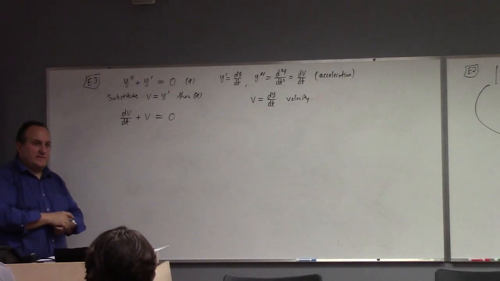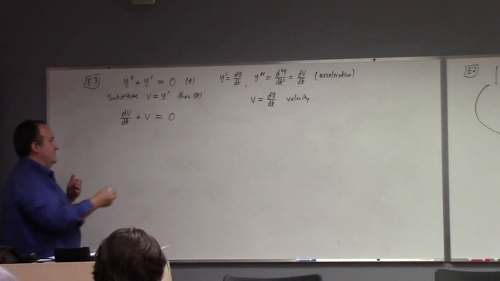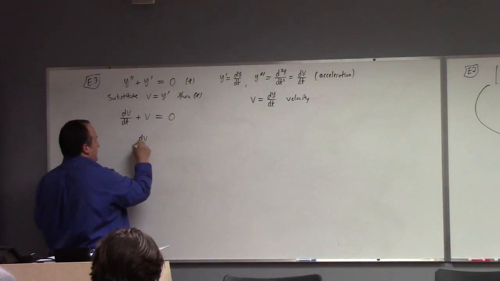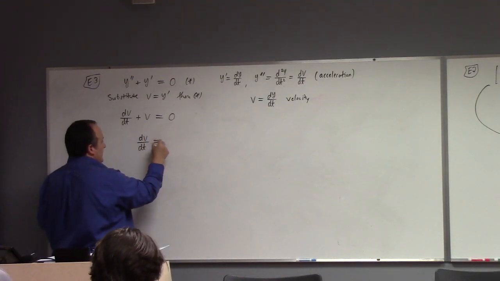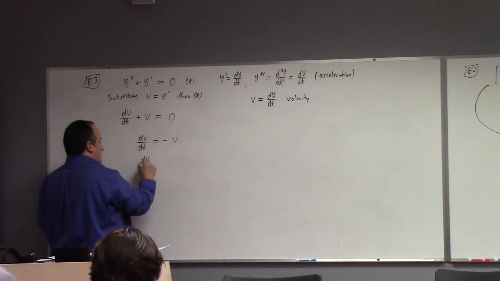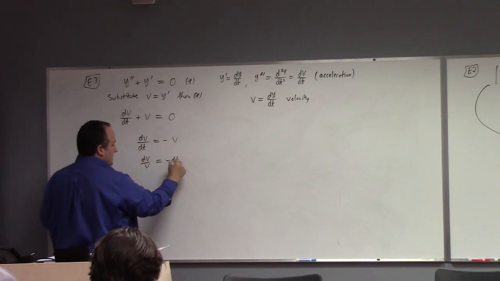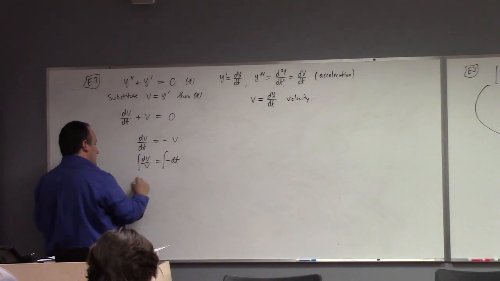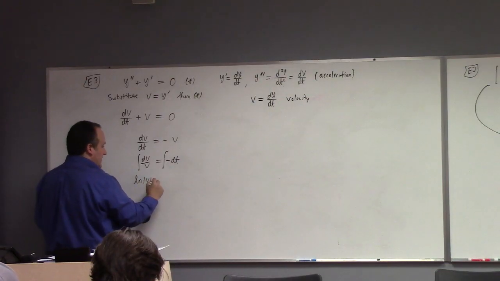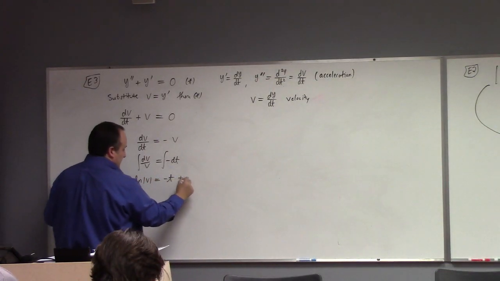By golly, that one's pretty easy to solve, right? We could separate this thing and integrate it. Let's do that. So we've got dv over dt is minus v, which gives me dv over v equal to minus dt. Integrate both sides. We got ourselves natural log absolute value of the velocity is equal to minus t plus a constant.